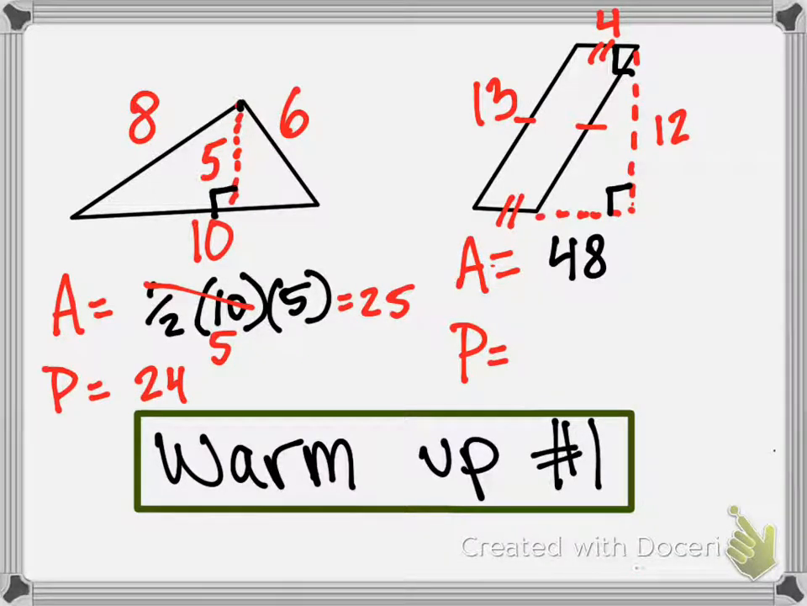What is it, Gloria? 34. Excellent. So when finding area, we are multiplying the 90-degree corners. And when finding perimeter, we are adding up all of the sides.